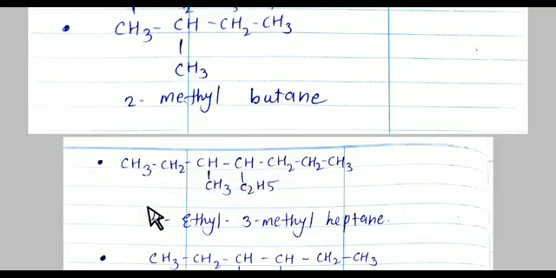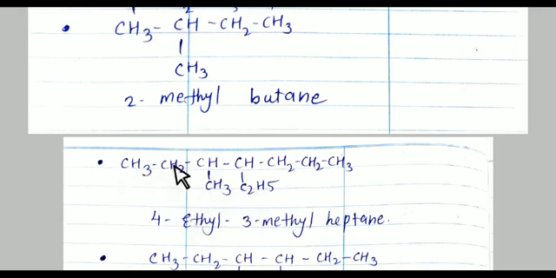Next, whenever you are writing the name, you have to write it alphabetically. For example, here one branch is C2H5, meaning ethyl, and one branch is CH3, meaning methyl. In alphabetical order, E comes first, then M. That's why you have to write first ethyl, then methyl.